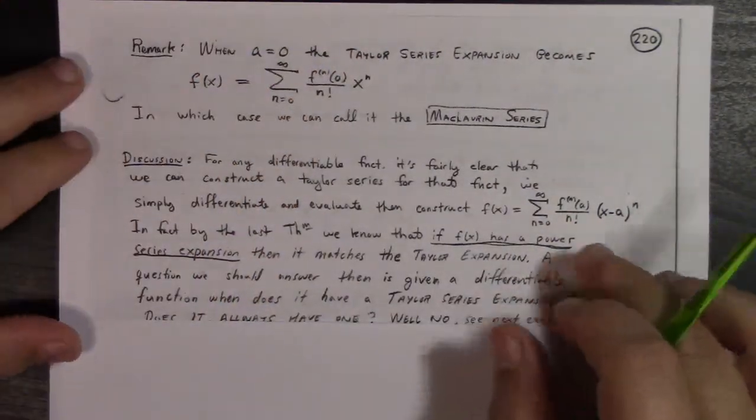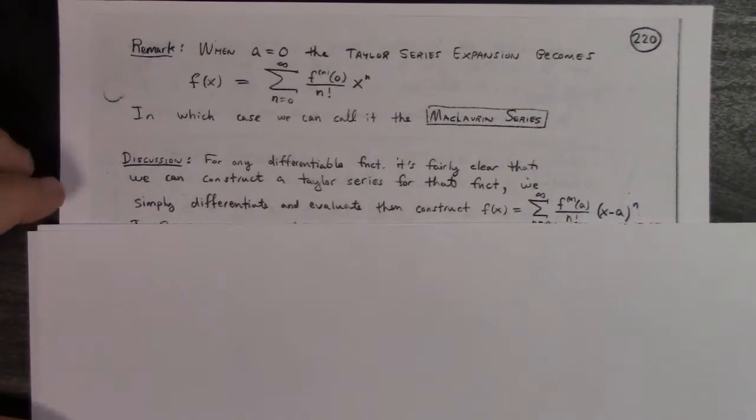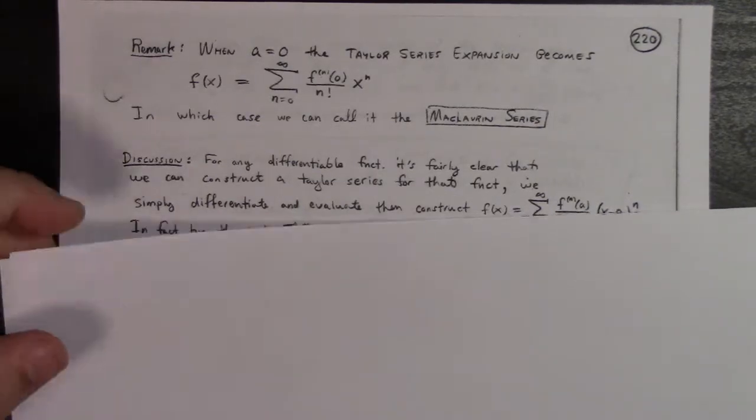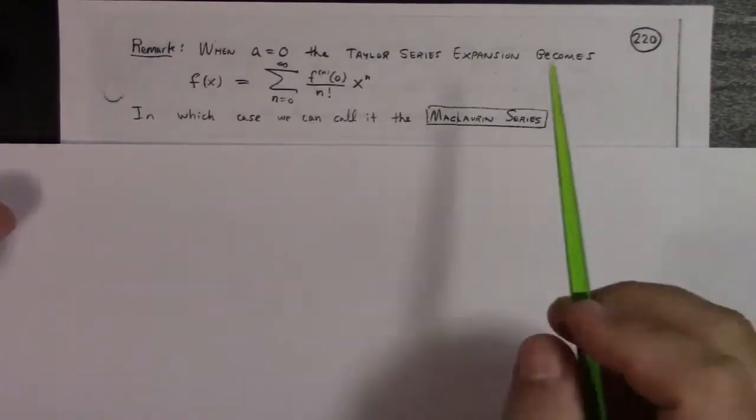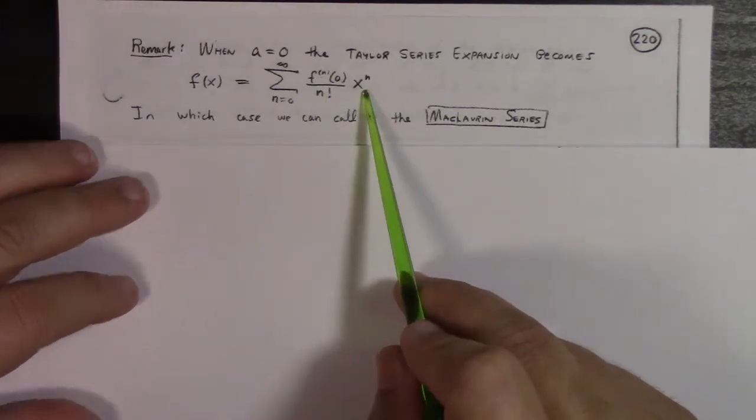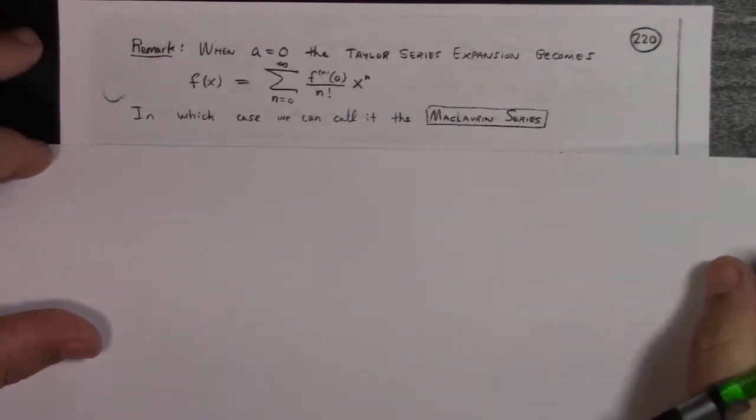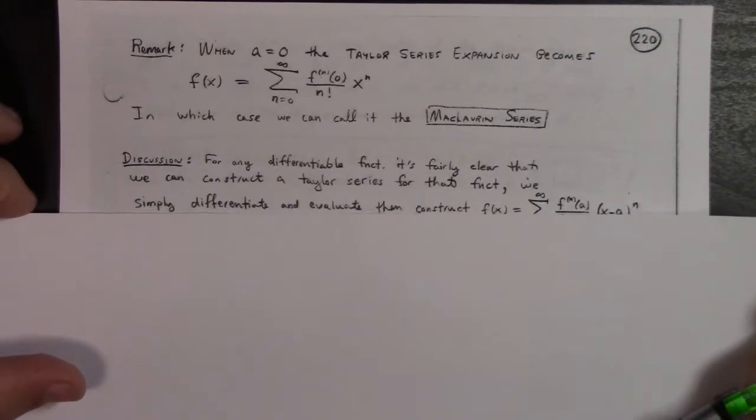So when a equals 0, the Taylor series expansion becomes the Maclaurin expansion, and this is the Maclaurin series expansion of a function centered at 0. Again, assuming that the series expansion exists.